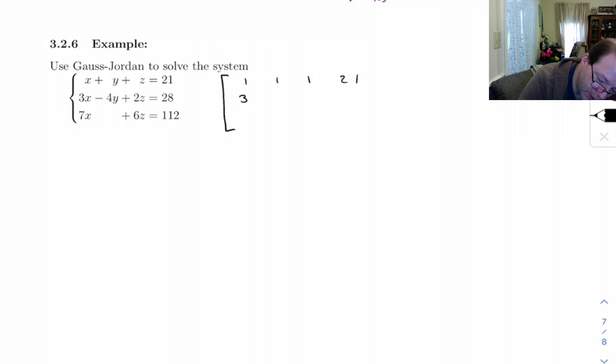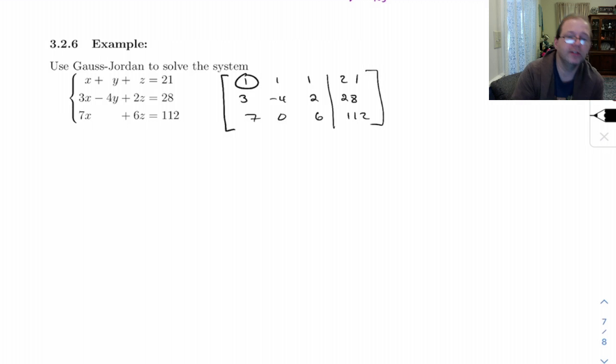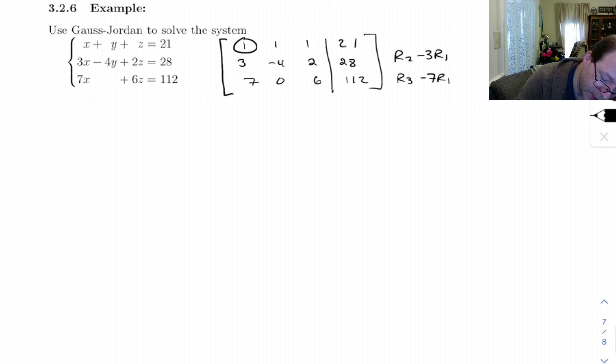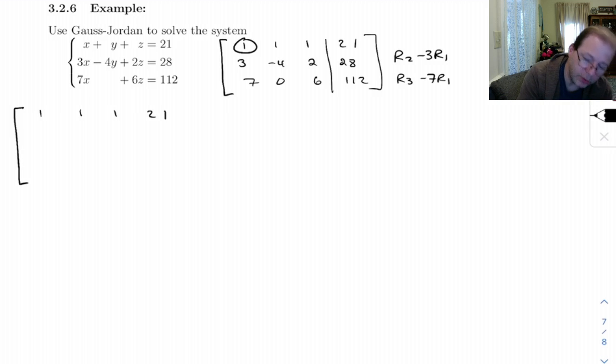So first up, I'm going to write it as a matrix. Let's see, 7, 0, 6, 1, 12. And I'm going to use this 1 here as a pivot to clean out the first column. So I'm going to do row 2 minus 3 row 1, and row 3 minus 7 row 1. All right, when I do that, row 1 stays the same. Row 2 minus 3 row 1.